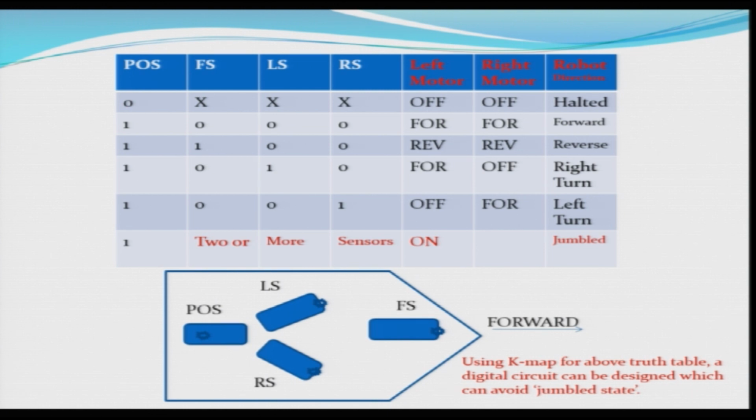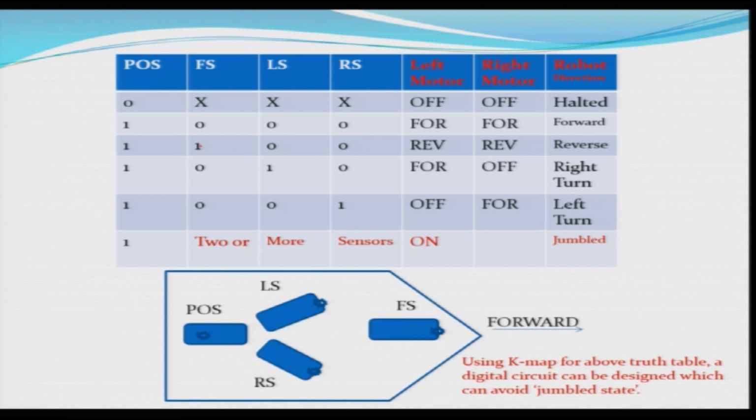As you see, whenever the power on sensor is off, even if any or all of the other sensors activate, the robot is halted and none of the motors is activated. When the power on sensor is activated, the default motion of the robot is forward, because both the left and right motors are made to move in the forward direction. So for activation of the robot, you need to have this power on sensor always on. We are calling this an accompanying function. You see this is the truth table.